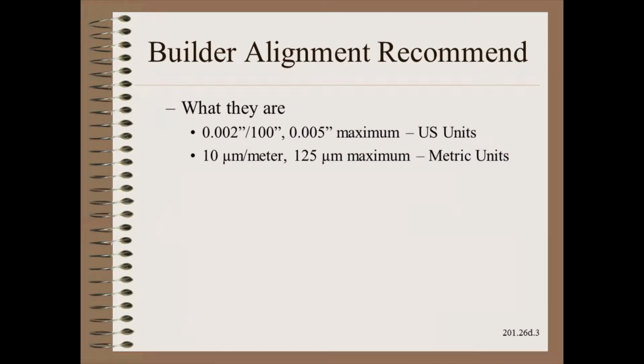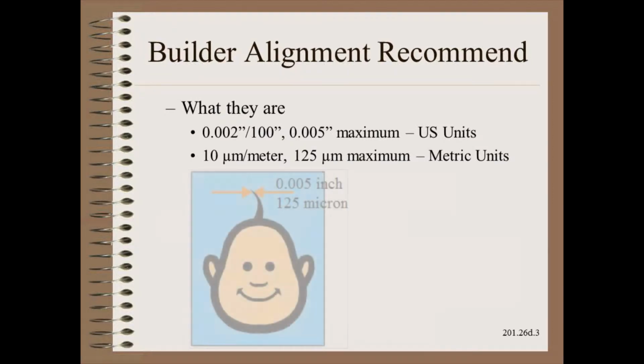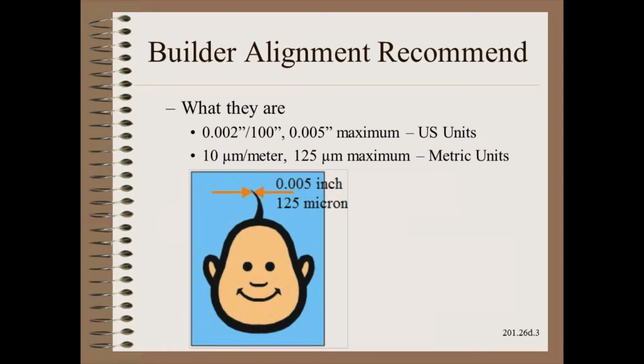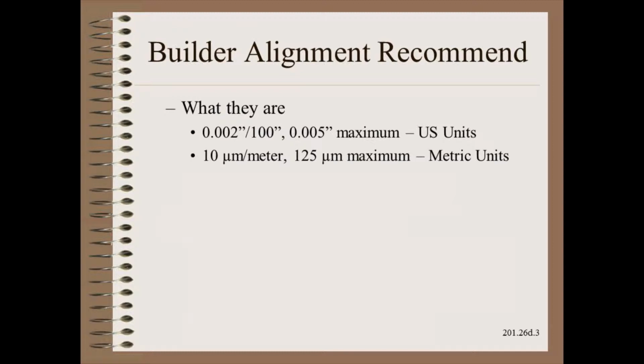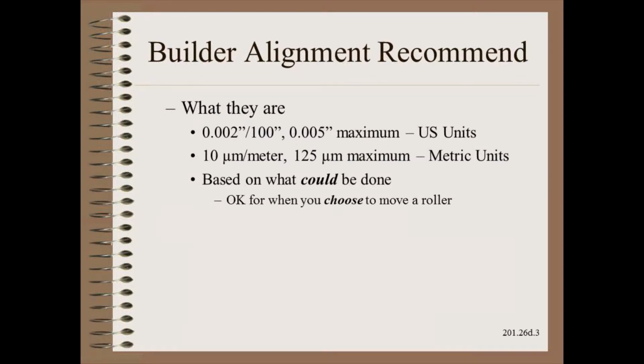All the major two-drum winder builders in the paper industry quote alignment recommendations that are similar to the following in US units. These are 2/1000ths of an inch per 100 inches of width with a 5/1000ths maximum. In layman's terms, these are less than the thickness of a human hair. Unfortunately, these recommendations are not based on sound web handling principles. They are, quite simply, based on what could be done rather than what should be done. In most cases, these are tighter than necessary or far tighter than necessary.